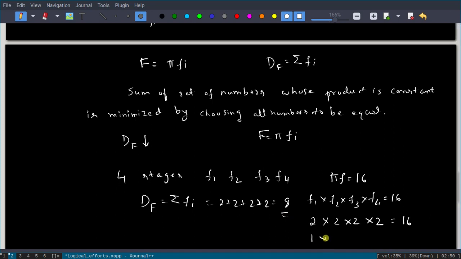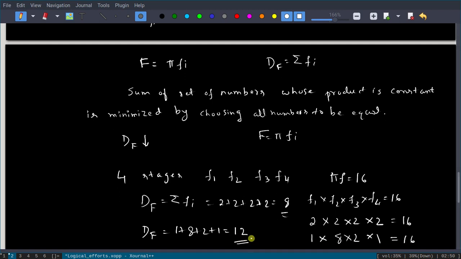Suppose you take 1 into 8 into 2 into 1, the stage efforts are like this, 1, 8, 2, 1. Then the product is again 16. But what about the sum? D is nothing but 1 plus 8 plus 2 plus 1. So 8 plus 2 is 10, plus 1 is 11, plus 1 is 12. You will get 12. The summation will be more when we take different stage efforts. The product is constant, and you get the smaller sum only when each of the stages has the same value. Here, four stages means each stage has the value two, then its summation will be minimum.